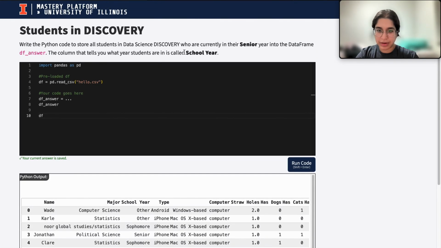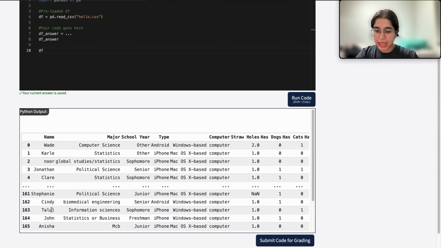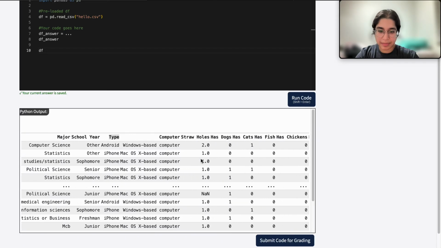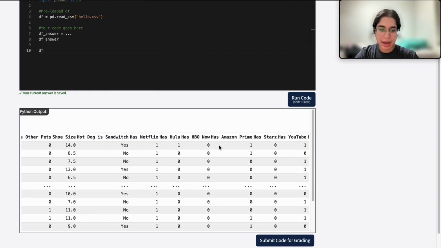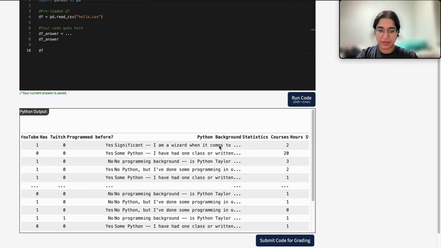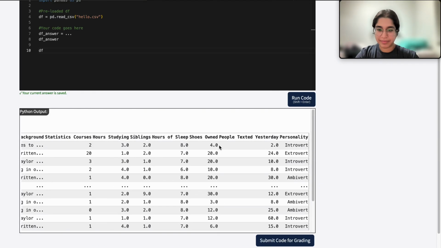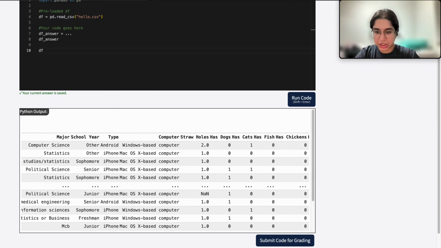So it shows here that it's basically just a data frame of these students in discovery, as well as their major, their school year, the type of device they use, and some other miscellaneous information, like questions about their courses, their siblings, their shoe size, and things like that about each student.